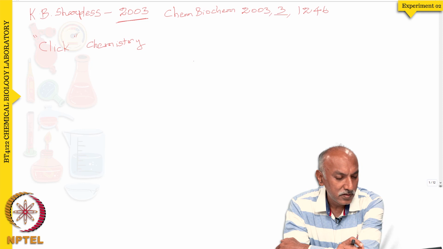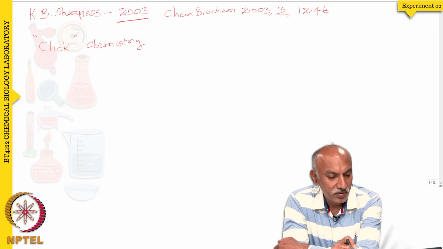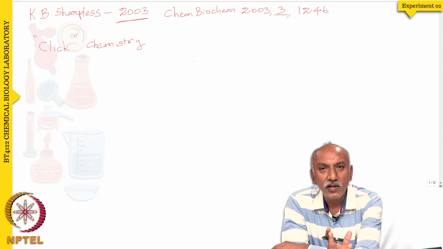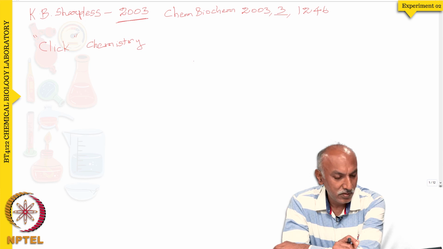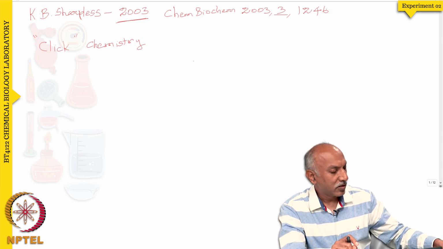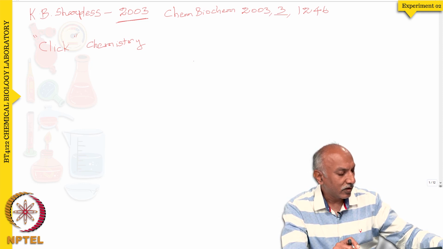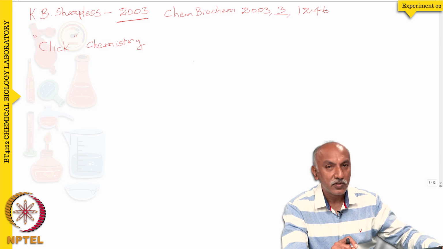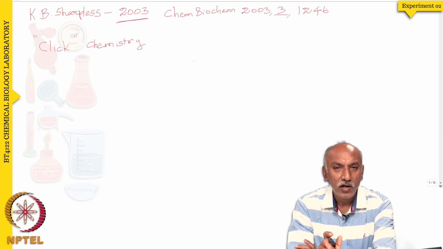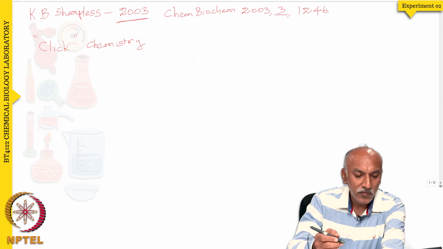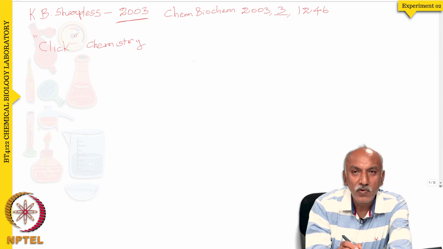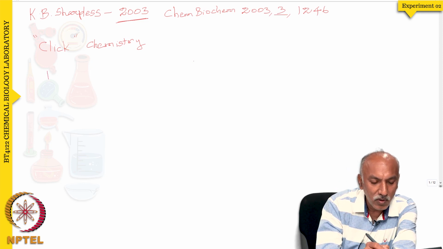Why is it important in biology? It is an organic reaction. Why is it relevant? Whatever happens in biology is chemistry, as I talked to you before in some of the organic chemistry classes. So, whatever happens in biology is chemistry. Let us say this chemistry is used for bioorthogonal reactions. What do we mean by bioorthogonal?